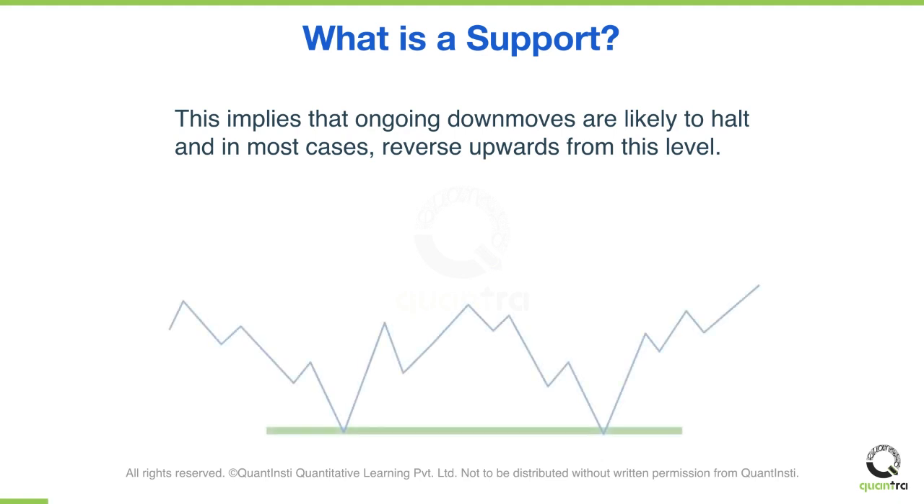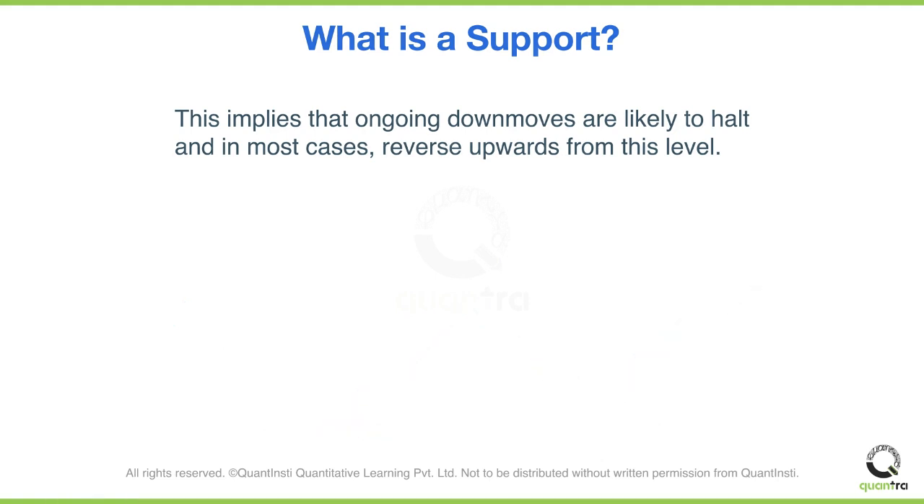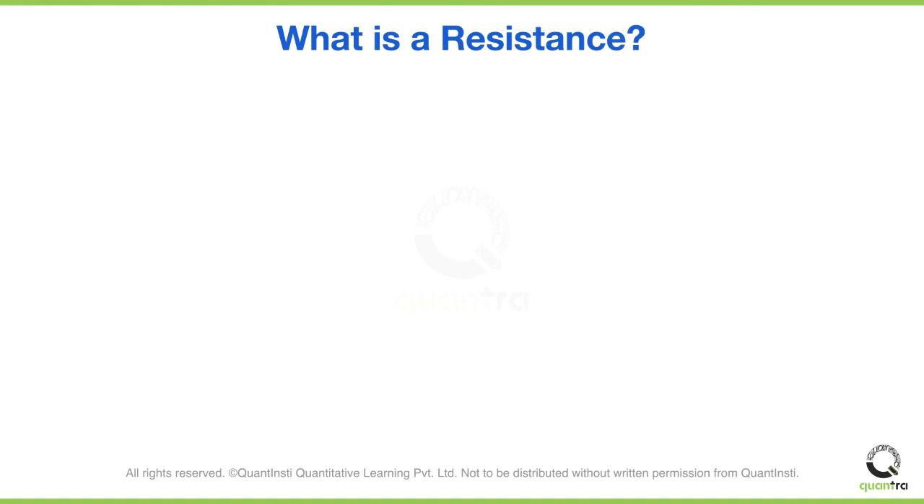This is an example of what a support level may look like. As you can see, the price has bounced back up twice from the exact same price level. This indicates that if prices were to return back to this level, we may most likely see it reversing into an up move. Now let's move on and learn about a resistance.